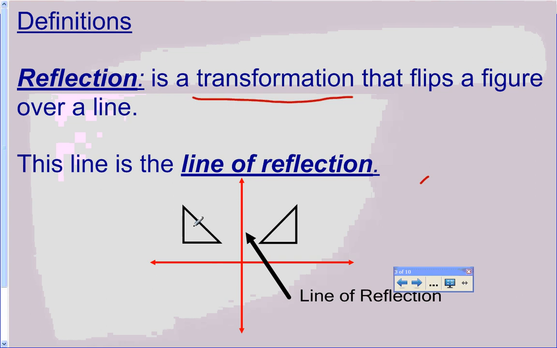So here's a reflection of this triangle across the y-axis. So basically, like the definition says, this triangle is flipped over the y-axis. And the line that we're reflecting over is called the line of reflection. So in this case, the y-axis is our line of reflection. The triangle is flipped over the y-axis.